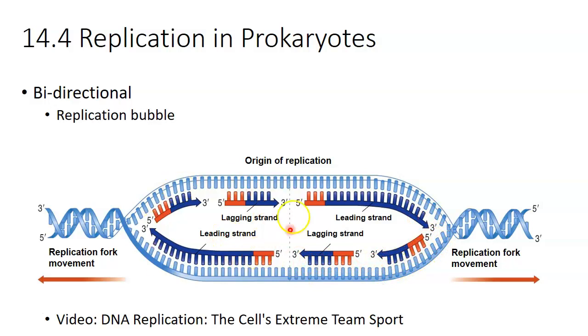It's actually the opposite on this other side of the fork, because we're opening the DNA up in the opposite direction. So here the top strand is the lagging strand with Okazaki fragments, and the bottom strand becomes the continuous strand, right? And that's because we're unwinding in the opposite direction.